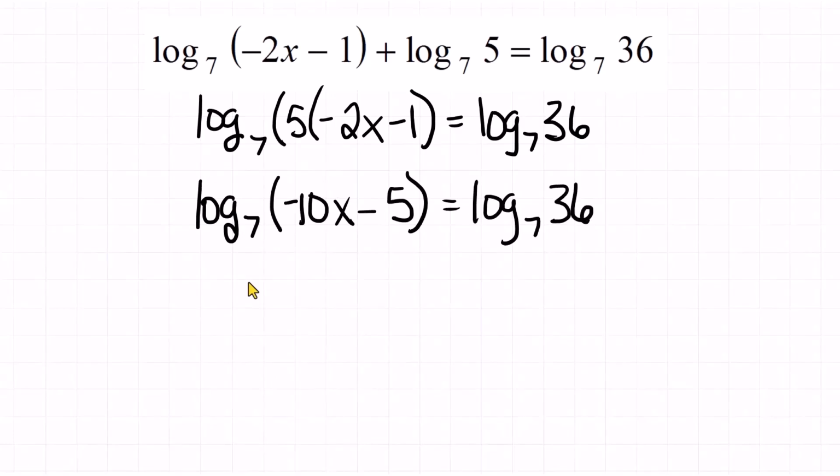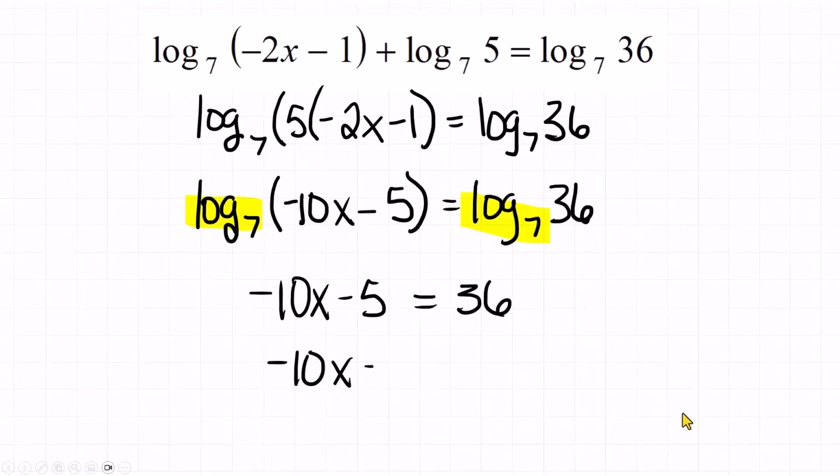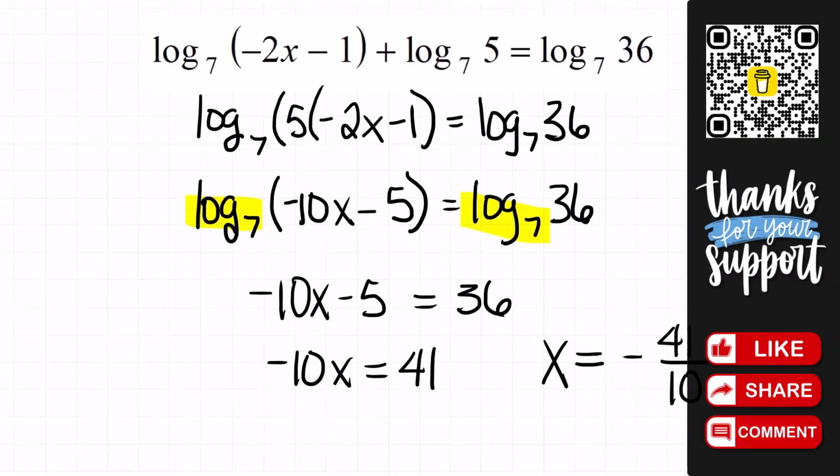I've got log base 7 of negative 10x minus 5 equals log base 7 of 36. Once you've got it a little bit simplified and you have the same base on the log, you can just take the things and set them equal to each other and solve. And we end up with negative 10x equals 41. Divide both sides by negative 10, and we get negative 41 over 10.